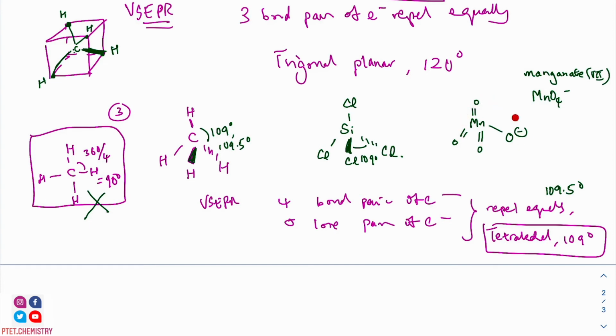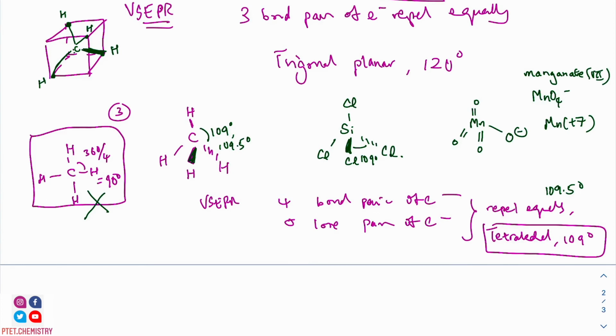MnO4 minus is an ion, but within the ion itself, you have covalent bonds. Yes, you do have covalent bonds. Between the Na plus or K plus or whatever, you have an ionic bond between the ions, but within the ion itself, you have covalent bonds. The Mn there is Mn plus 7, okay?